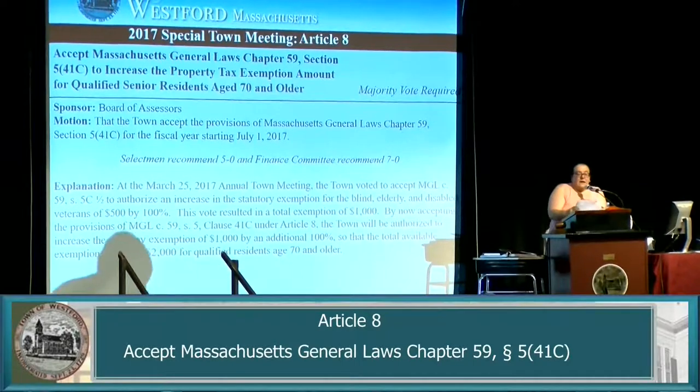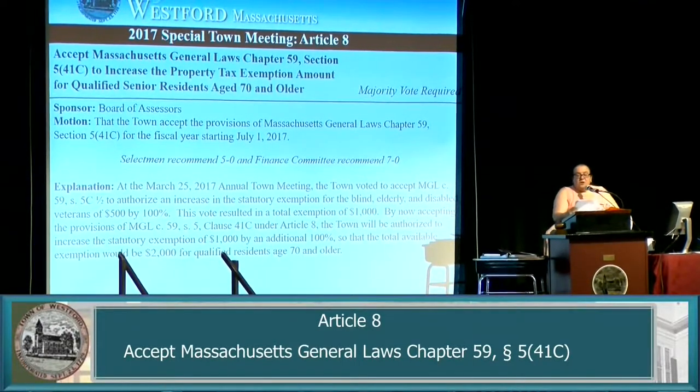Article 8, accept Massachusetts General Laws, Chapter 59, Section 5, clause 41C, to increase the property tax exemption amount for qualified senior residents aged 70 and older. I have a motion under Article 8 as printed in the motion sheet. Is there a second? Thank you. Board of Assessors, is Paul Plouffe here to describe it? Here he comes.